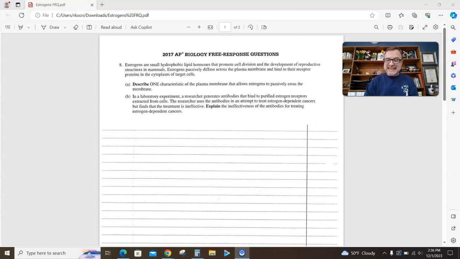All right, this is question 8 on the 2017 AP exam, and again, on the current version of the AP exam, there are only 6 FRQs, so there will not be a number 8 on the current AP exam.